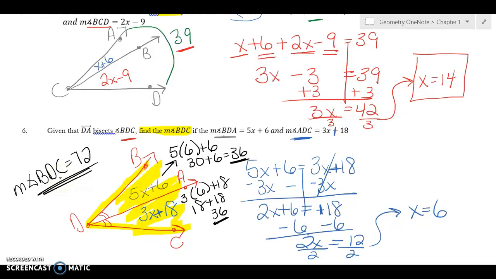So again, the biggest thing that you have to do is you have to start off by drawing the picture and labeling everything. And then you're going to either do one small piece plus another small piece equals the whole thing. Or if it's bisected, you could say that things are equal.